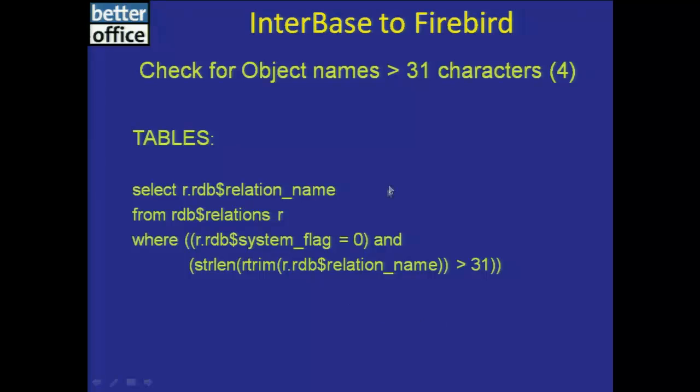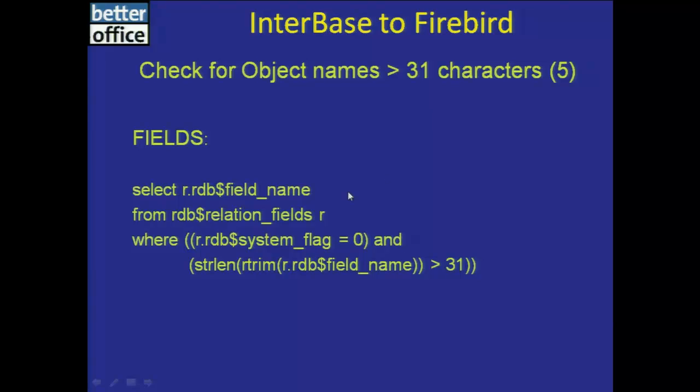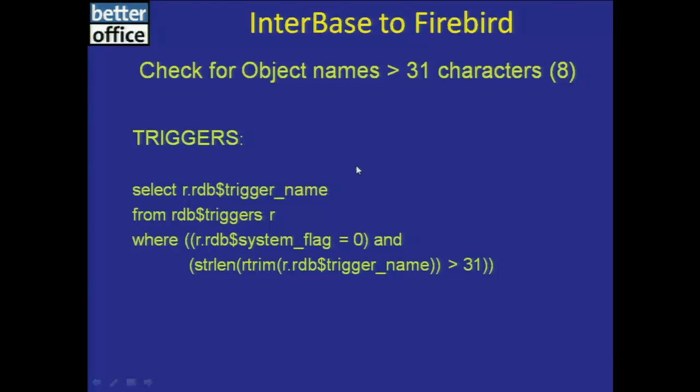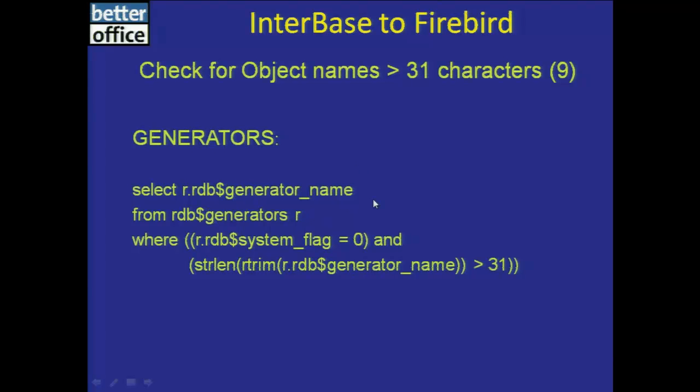But in the tables, you look in the RDB$RELATIONS. Don't look at the system tables, so the system flag is 0. Fields can also have a name longer than 31 characters. And again, the system flag should not be on. Indices, constraints, triggers, of course, can also have too-long names.